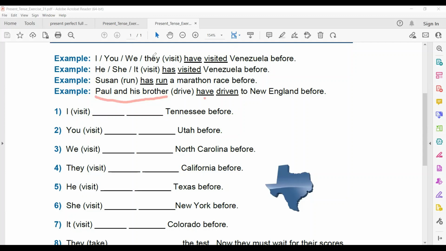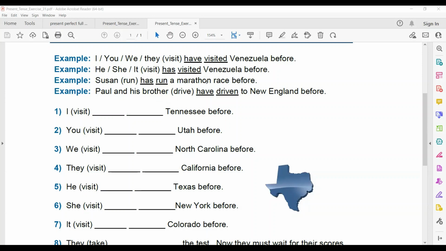So let's do just number one. It's very similar. It's also your example here. So I visit. We put visit into present perfect, and we get I have visited Tennessee before. So the idea is the same here. So all of these sentences, it's like a drill, just practice. You can pause this video and do it yourself.